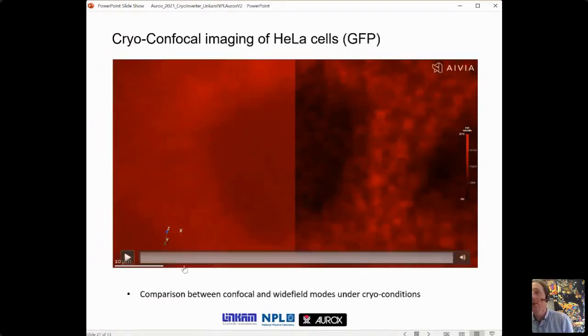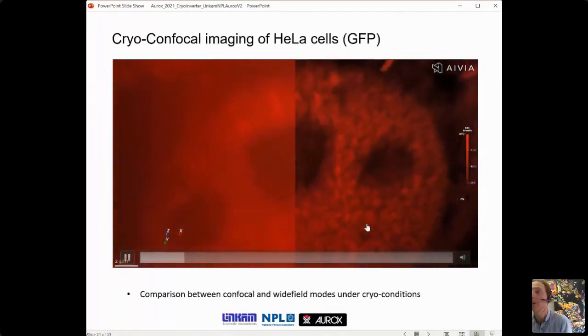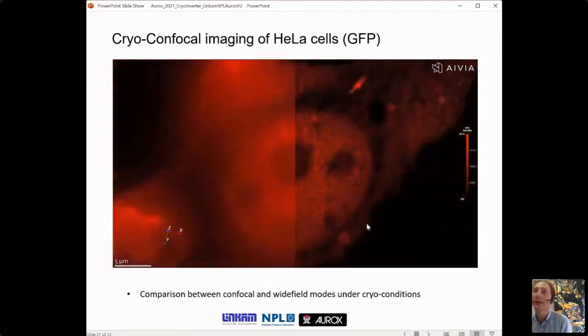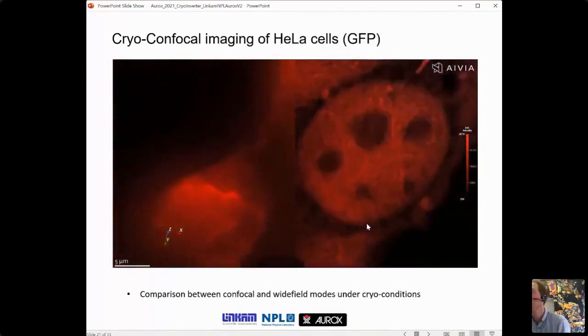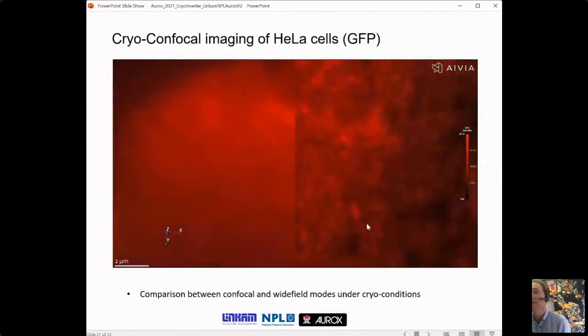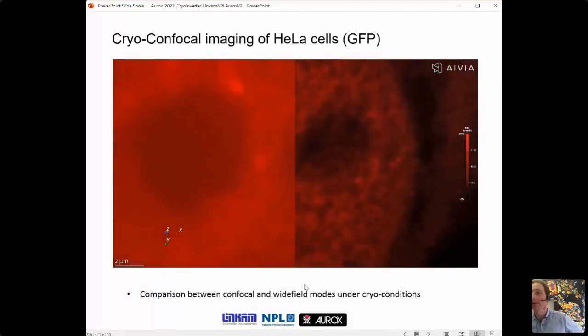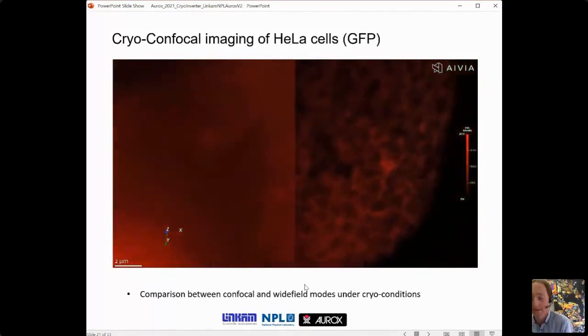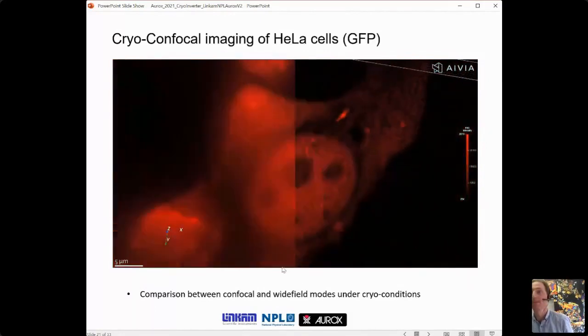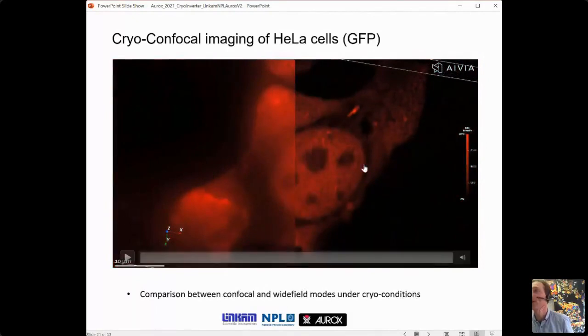And here we see also cryo data done with a Clarity system. On the left, you see wide field, while on the right, you see the confocal. And yeah, it's a fly through the stack. It's an example to show the integration. Okay, I hope that was playing okay.